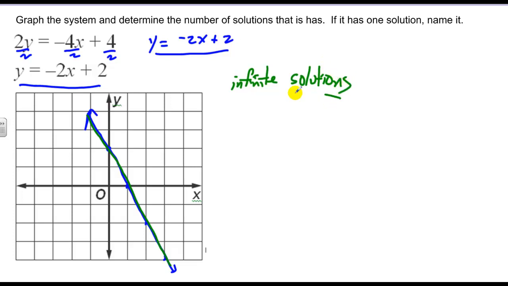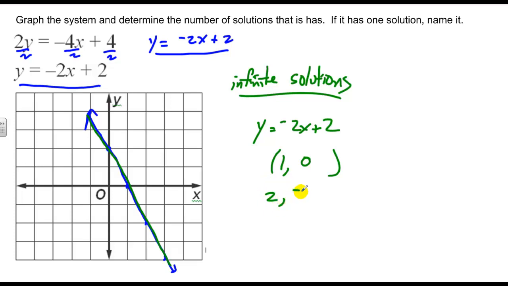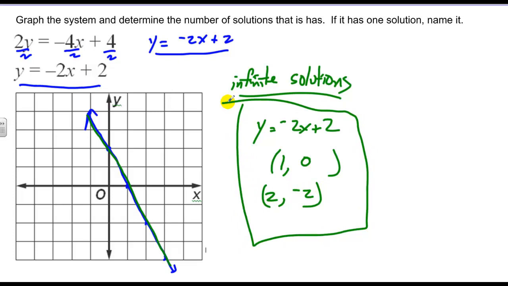What that means is any point on this green-blue line is a solution to the equation. So I have infinite solutions of y equals negative 2x plus 2, and anything that solves this will work. For instance, if I plug a 1 in for x, I get a 0 out for y. That works. I plug a 2 in for x, I get a negative 2 out for y. But I have infinite solutions that solve that equation.